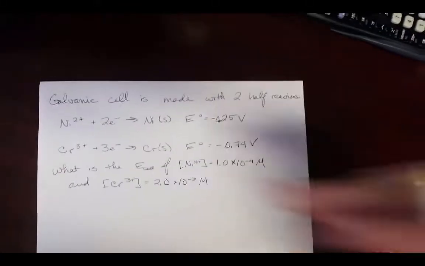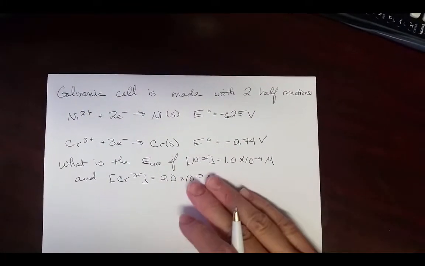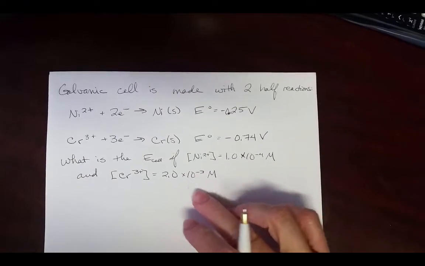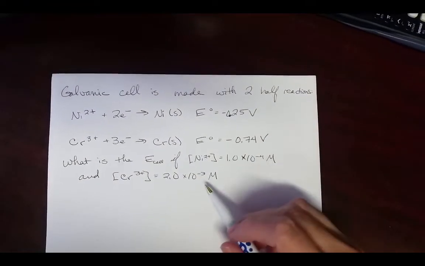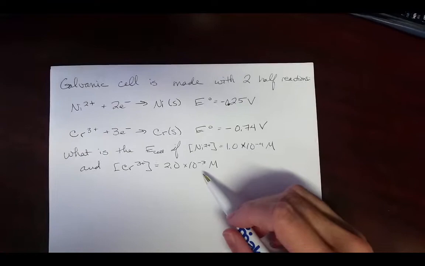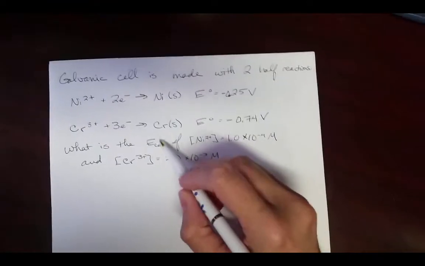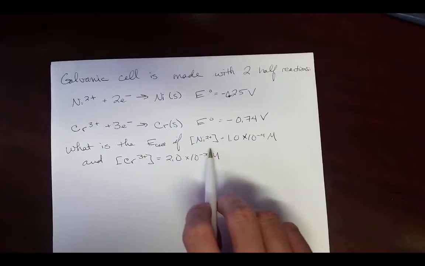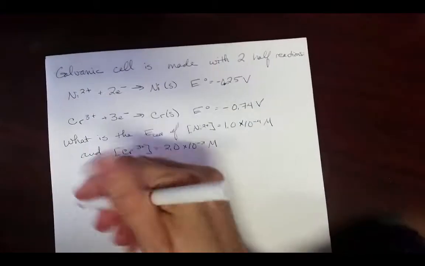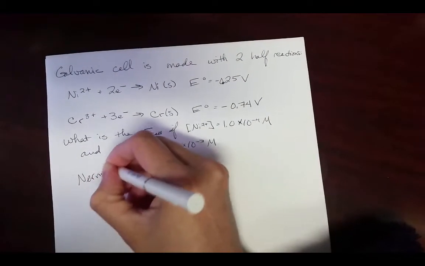So we have a galvanic cell, and it's got two half reactions, and they're given here. And then it asks us what is the E cell if we have specific concentrations of these. So this is our hint, the fact that we have E cell with no standard symbol, and we're actually given concentrations, that we are actually going to need that Nernst equation.